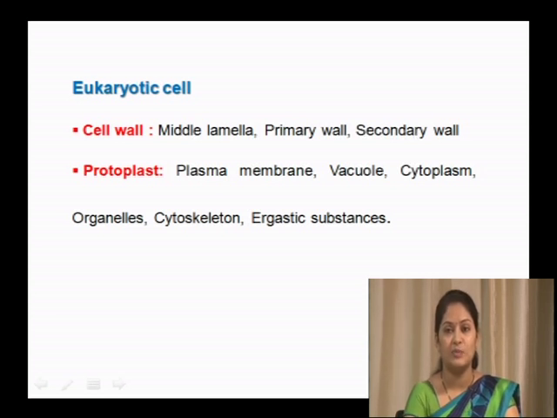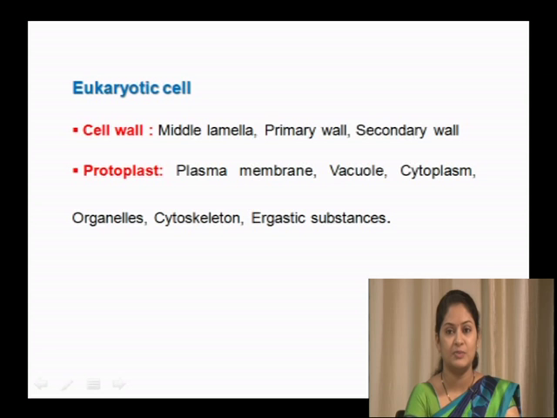Eukaryotic cell is basically classified into cell wall and protoplast. Cell wall is found only in plant cells and a few other organisms. If a plant cell is considered, the cell wall can be classified into middle lamella made up of calcium and magnesium pectate, primary wall made up of cellulose, hemicellulose, and pectin, and secondary wall which may be made up of lignin or suberin.